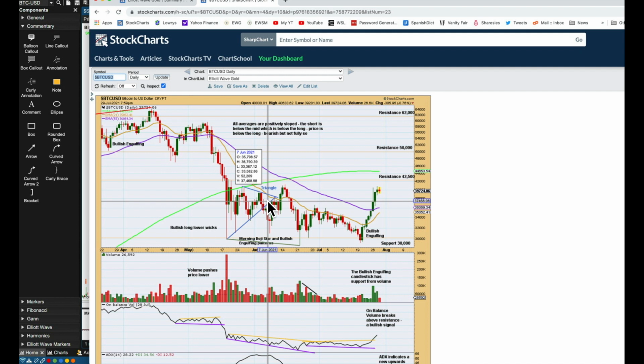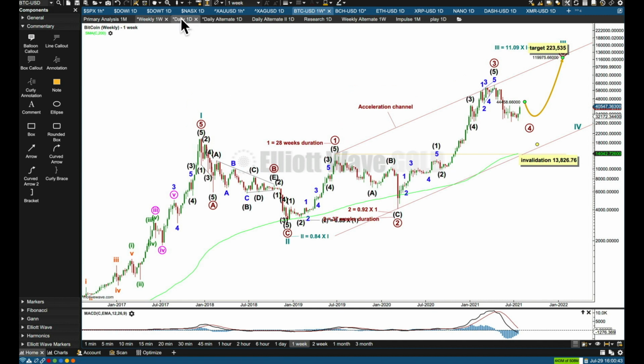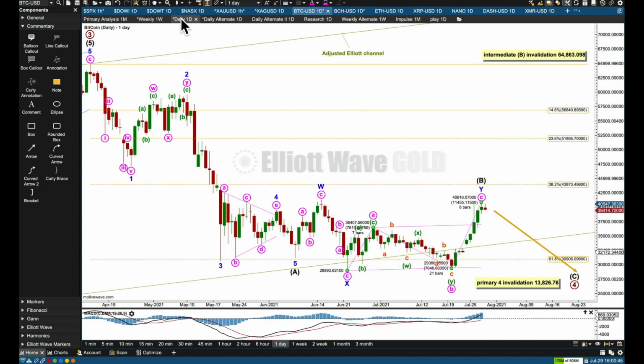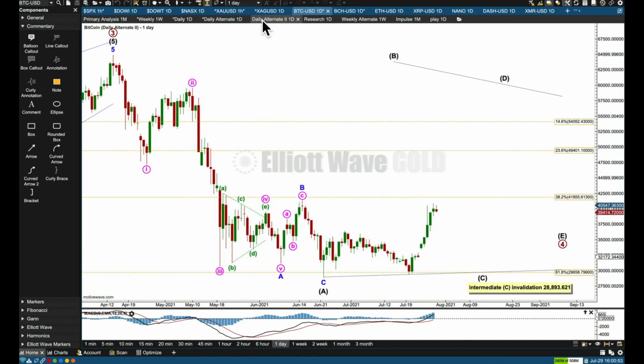So I think maybe that big triangle alternate wave count may be the one. Let's flick back to the Elliott wave counts. What do I have here? A zigzag with intermediate B possibly over here. I'm not convinced that's the right wave count now. I don't think this is the right wave count. I think maybe we're looking more like this.